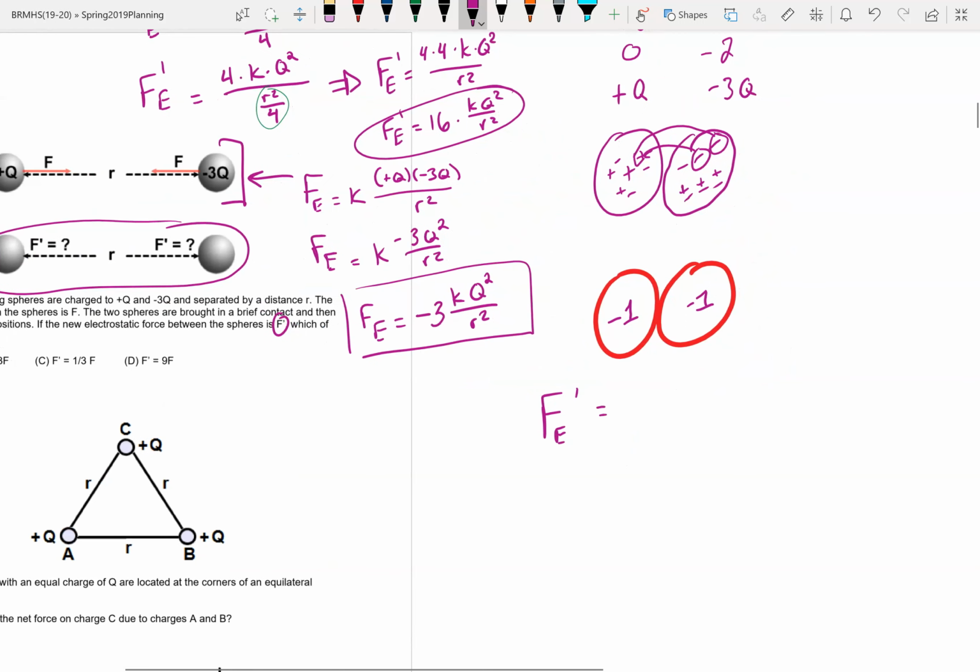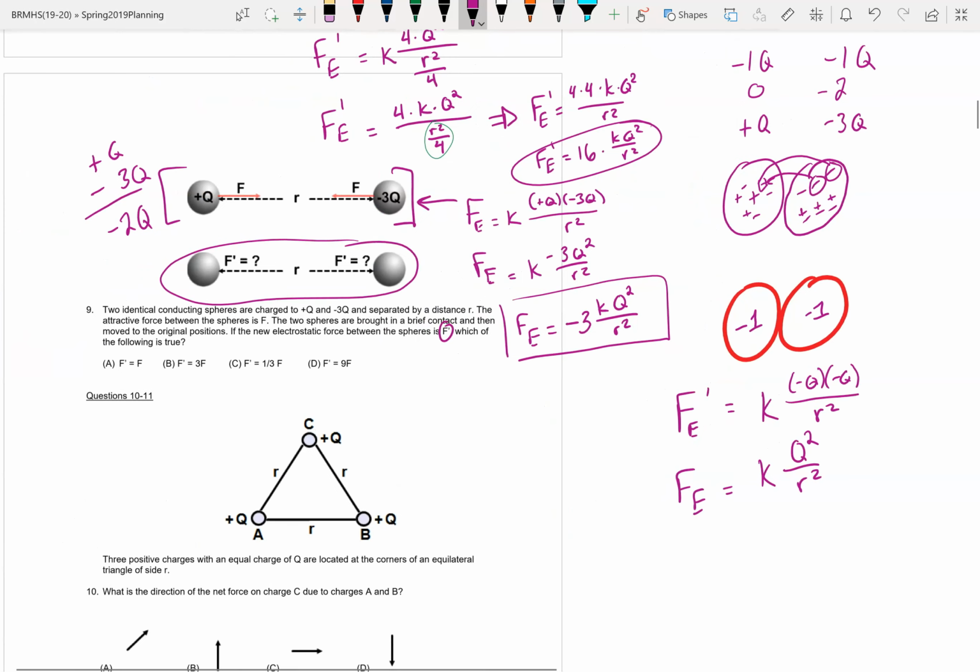F prime is going to be k times minus 1Q times minus 1Q divided by R squared. It's still the same R. Notice that the minus signs will cancel out, and I'll get a positive, and I'll have kQ squared over R squared.